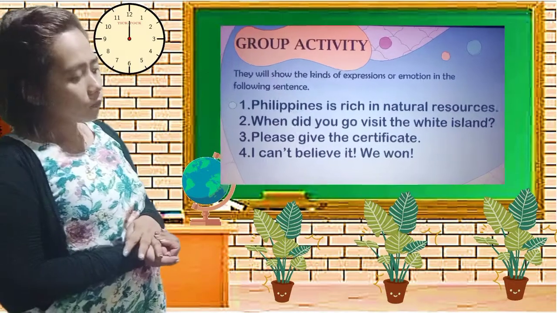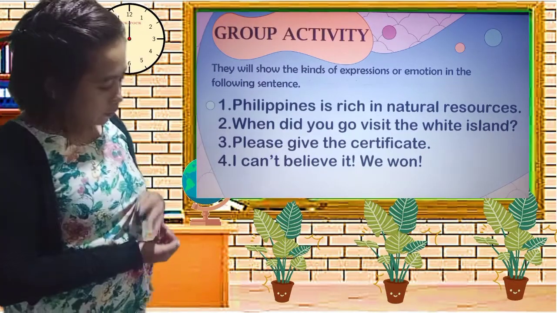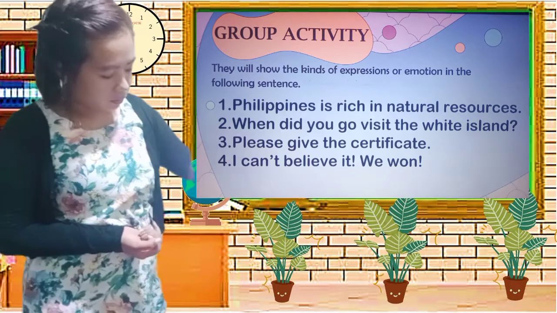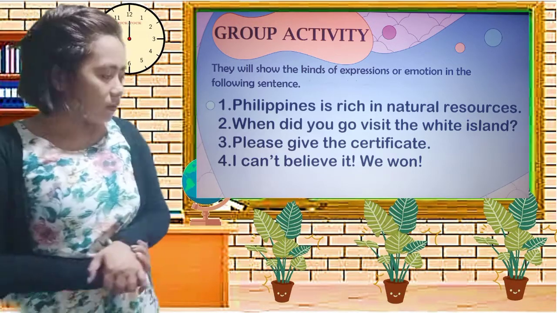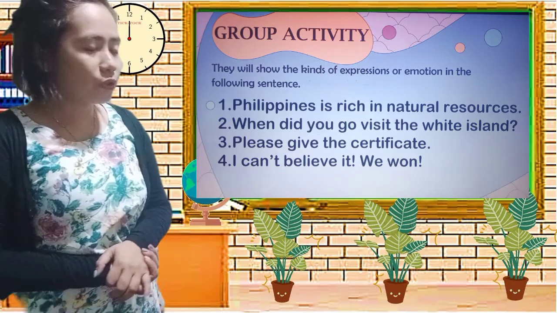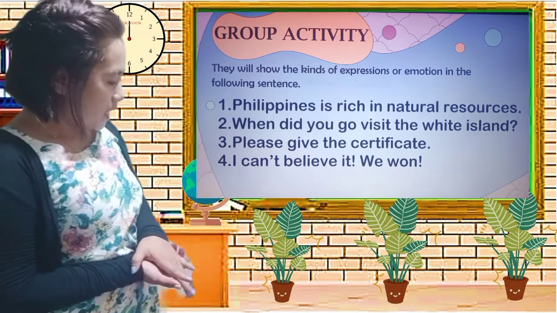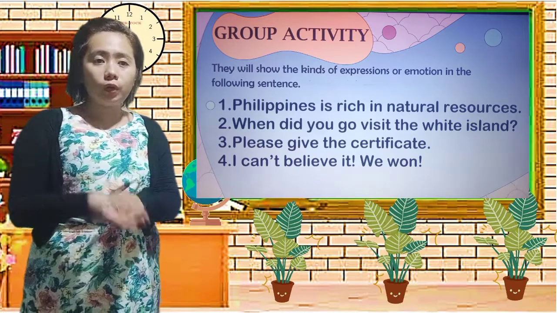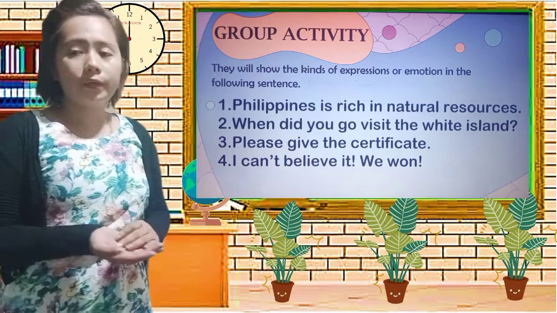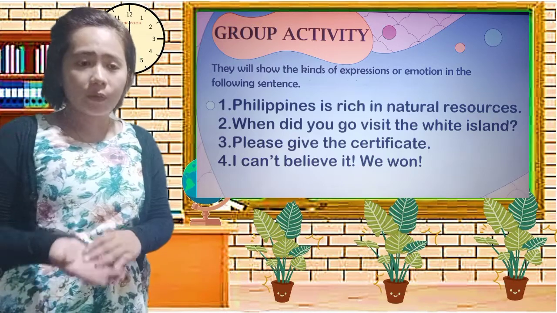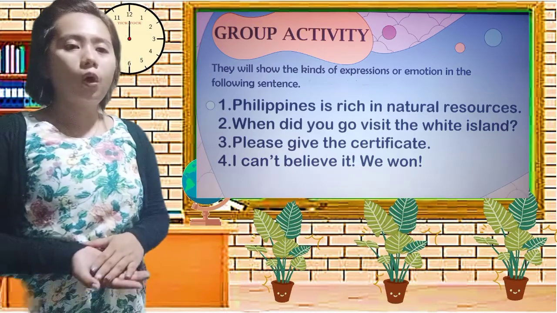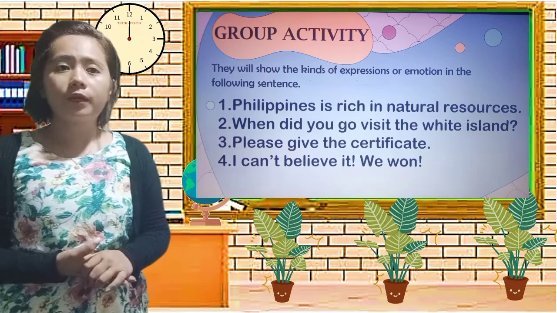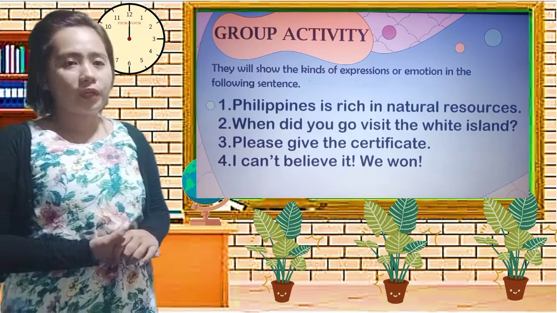I have here the questions. This activity will show the kinds of expressions or emotions in the following sentences. You will be answering only according to your group numbers. For example, group number 1 will answer only question number 1, and so on. So, are we clear, class?